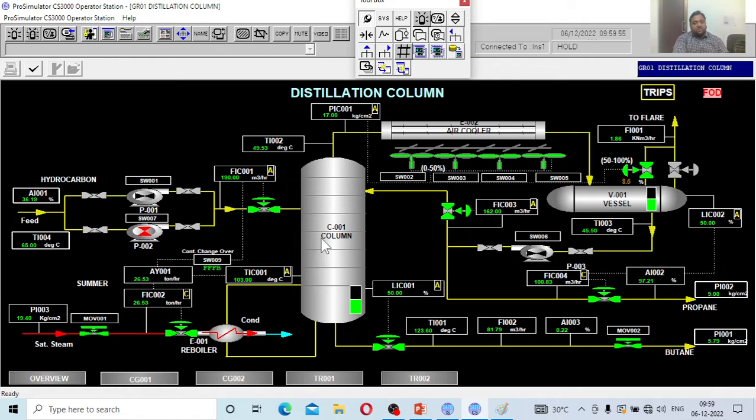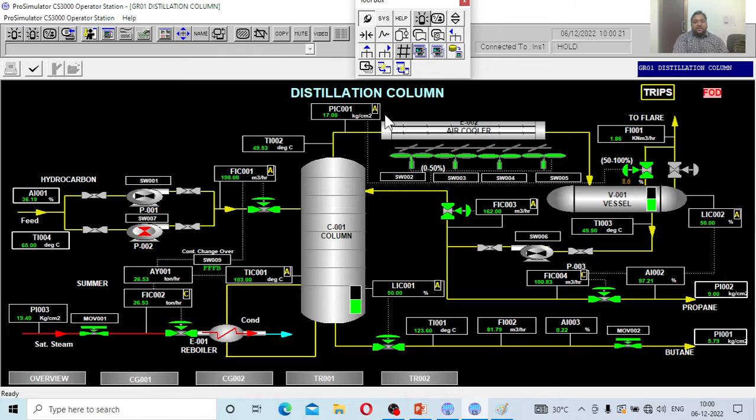C001 is the distillation column, in which the feed goes through a feed pump and a control valve, and once the feed enters, the separation takes place. You can see the reboiler, which uses steam. Normally they maintain the reboiler temperature at 103 degrees centigrade, the design temperature. At the present condition, the distillation column is operating at 17 kg per centimeter square.